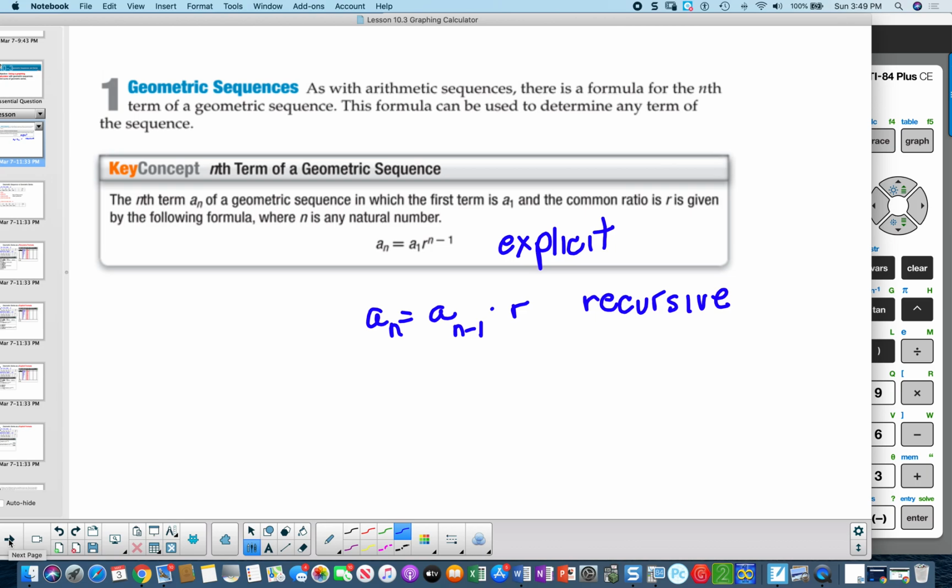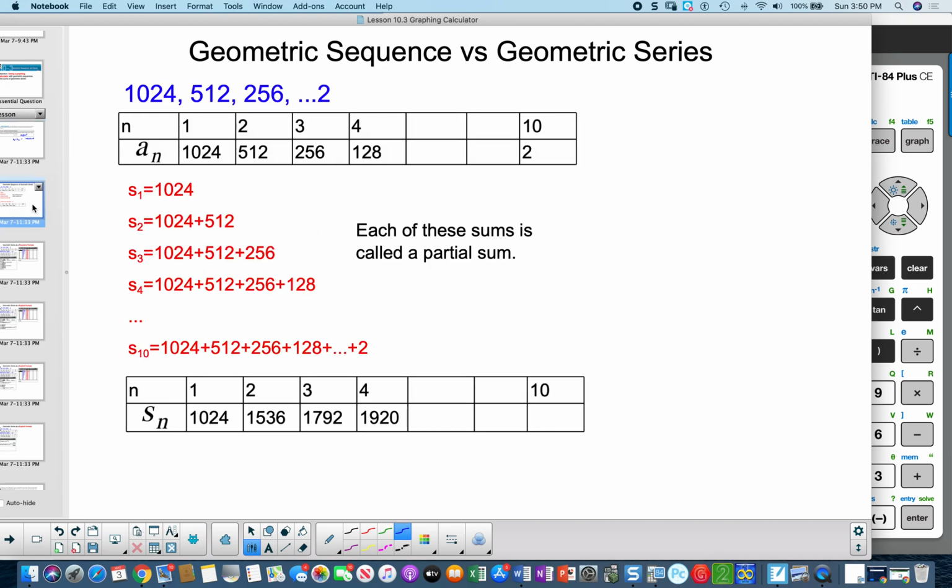Remember that the geometric sequence can be written as an explicit expression, which relies on the first term and then multiplying by the number of ratios that you want to do to get to the term that you want to arrive at. Or you could do it in a recursive fashion where you multiply the previous term times the common ratio. All right, let's take a look at an example here.